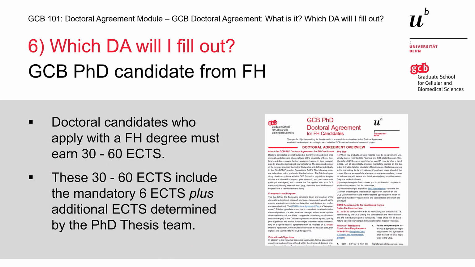Doctoral candidates coming from a Swiss University of Applied Sciences, in German Fachhochschule, pursuing a PhD will need to acquire 30 to 60 ECTS in total depending on educational background. All 30 to 60 ECTS are mandatory. The GCB will determine the required number of ECTS considering the FH curriculum and the individual's program curriculum. These ECTS will be basic natural science courses found in Natural Science Master's curricula.